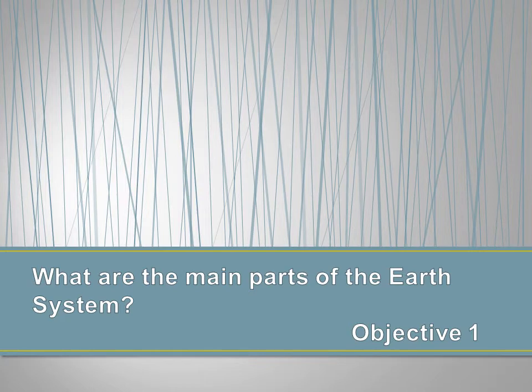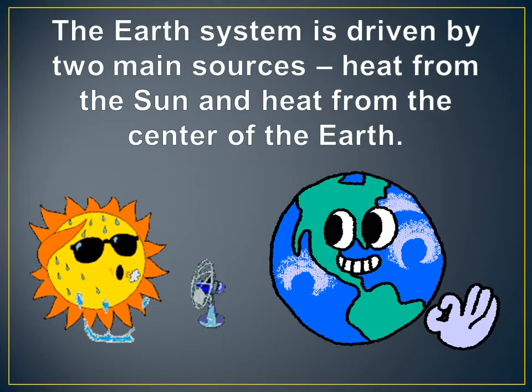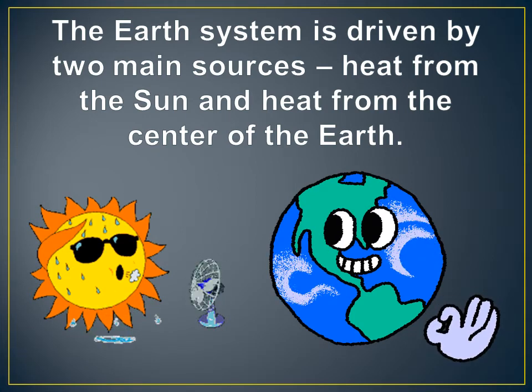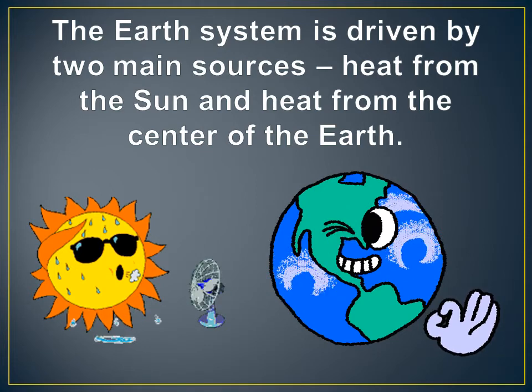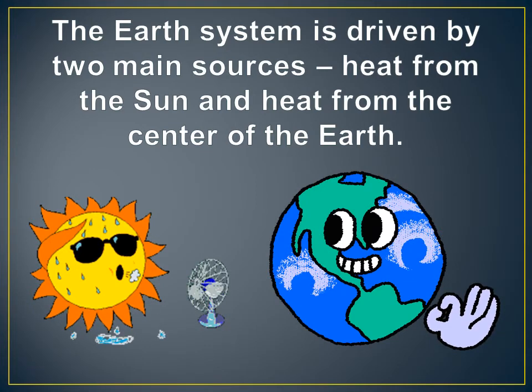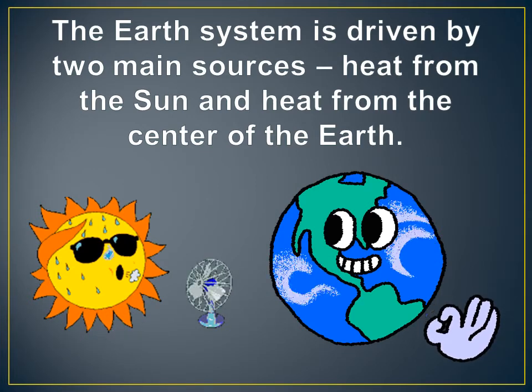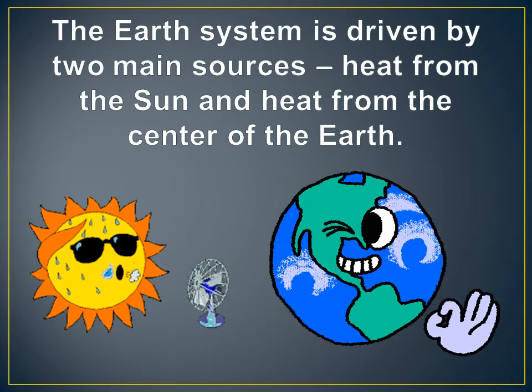So, first objective, what are the main parts of the Earth system? So, what we need to understand is that the Earth system is driven by 2 main sources: heat from the sun and heat from the center of the Earth. And each are going to affect the Earth differently, all right? They're going to have effects on this system. And we're going to look at those in the next few minutes here.